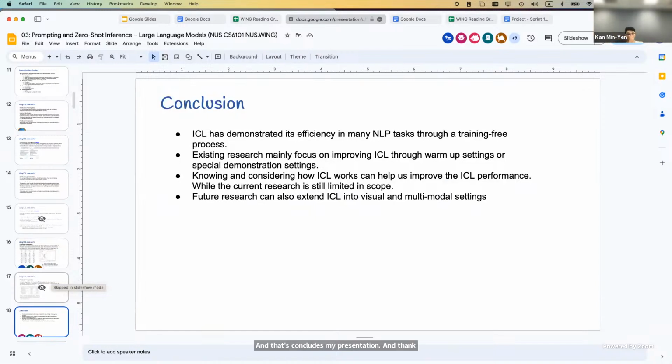Any questions for Victor about ICL? Anyone on Zoom can also ask questions. Not really on Zoom for now. Anyone here got any questions about ICL? If not, then we move on to the next presenter.